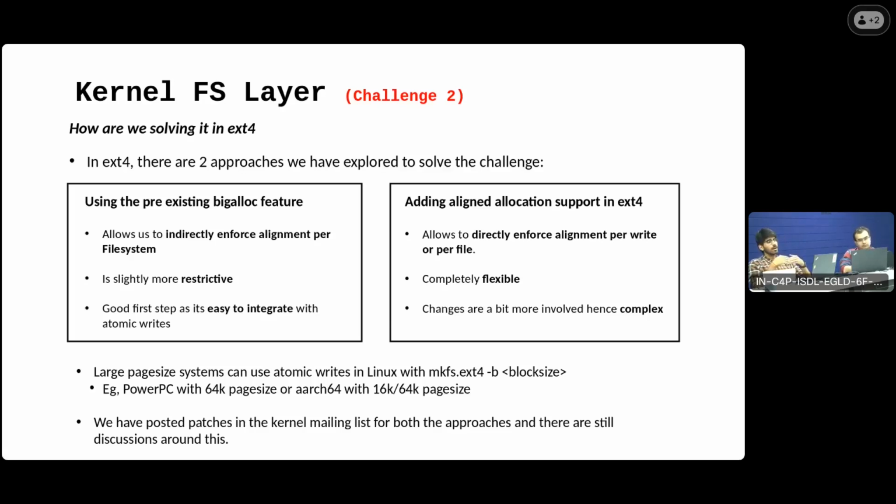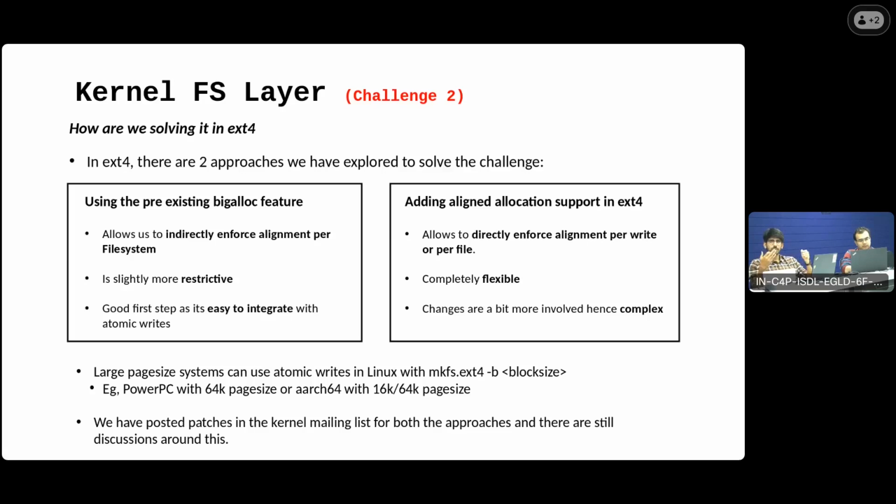So now, how these systems benefit atomic writes is, when you have a 64 KB page size, you can actually create a file system that has a block size bigger than 4K. So you can create a file system with a 32 KB block size using the command that we showed in the first bullet point at the bottom. That is mkfs.ext4 -b, and then you give the block size. And since the block size is still less than page size, it just works.